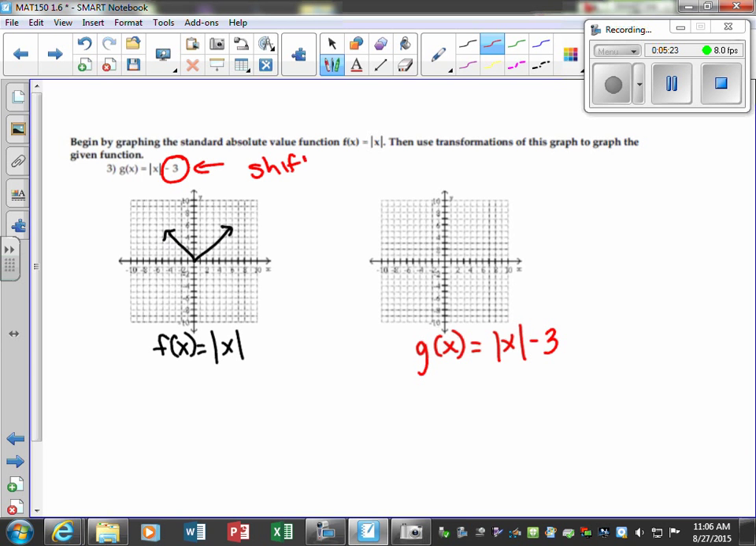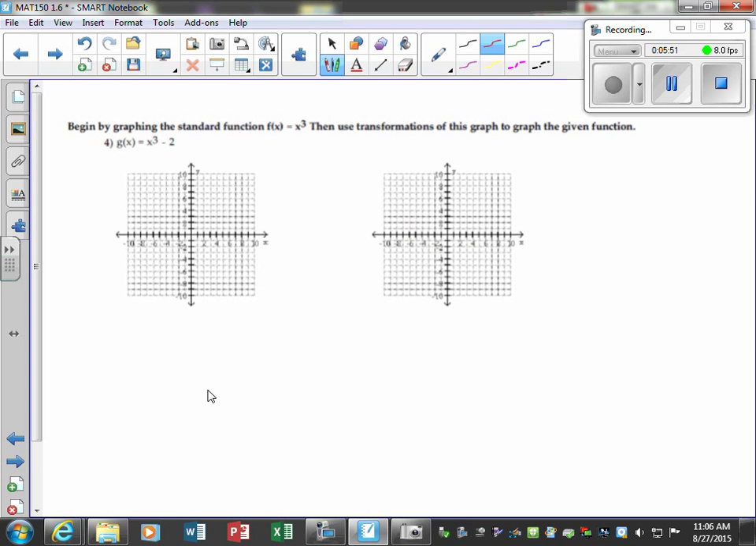Shift down 3 units. So let's shift this thing down 3 units roughly. Like I said, these are all rough sketches. If you have to find exact values, you would make a table, plug in values for the exact points. Alright, and we move on.